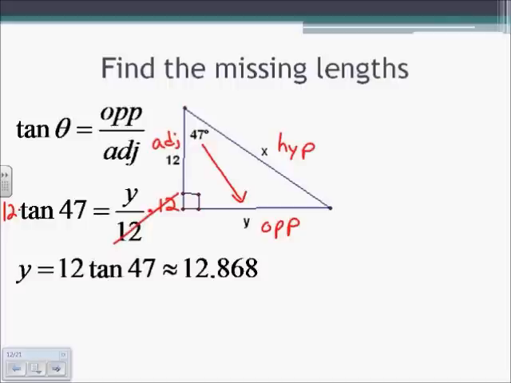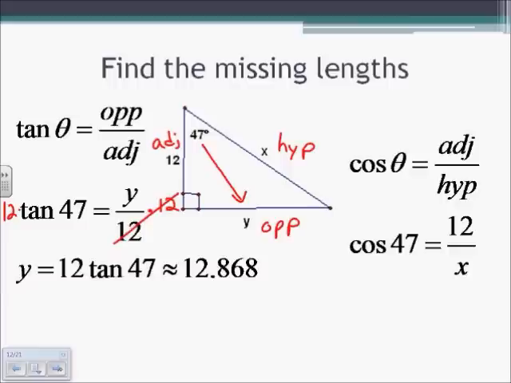Next one, solving for x, I'm going to use the adjacent and the hypotenuse, which is of course cosine. So the cosine of theta is equal to the adjacent over the hypotenuse. Filling in the information that we know, we will then have the cosine of 47 is equal to 12 over x. Now here's where the difference comes in from the rest of the problems we've done so far. The variable is on the bottom of the fraction on the right side. If we simply multiply by 12 on both sides, it would not cancel out the fraction on the right.